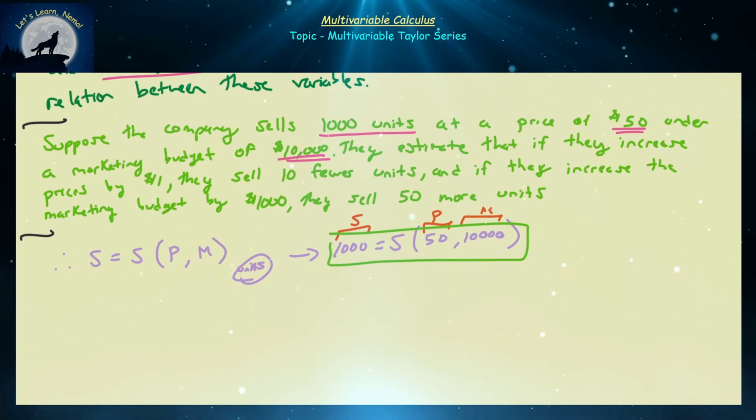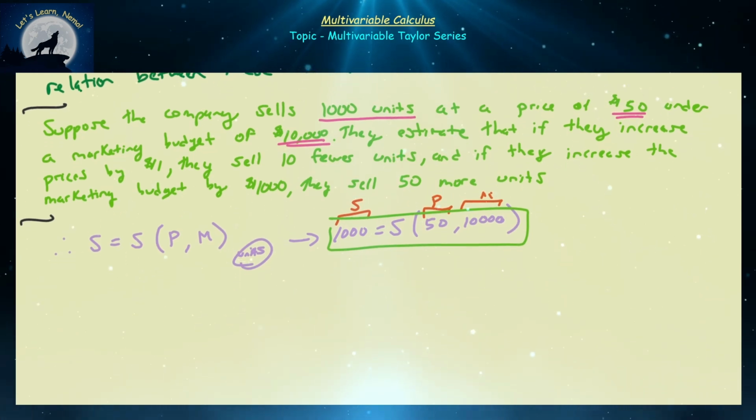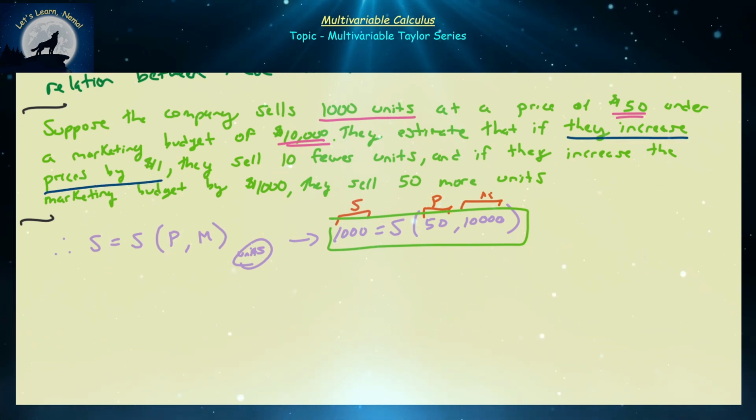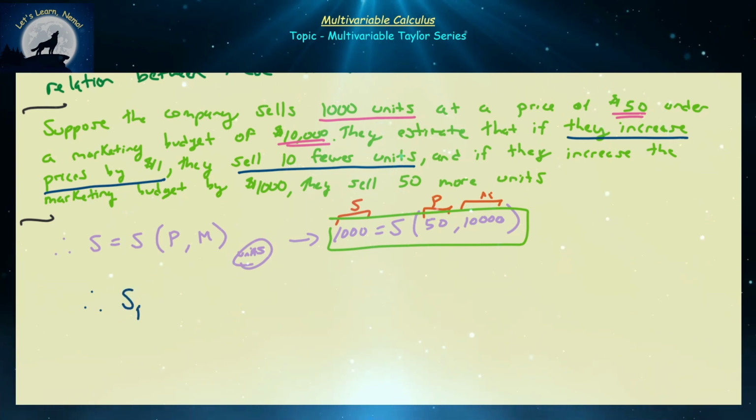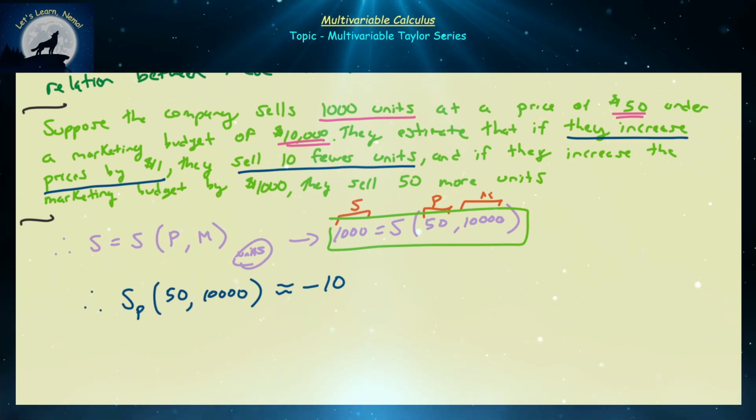So this is pretty much our point of interest for a Taylor series approximation. That would be our 0th order approximation, which is not very exact, right? But there's a bit more information so we can at least get a first order approximation. If they increase prices by $1, they sell 10 fewer units, right? So how can we map that out in terms of derivatives? If I take the derivative of S with respect to price at this particular point, 50, 10,000, that's going to be approximately equal to, because it's an estimation, a decrease of 10 units, right?